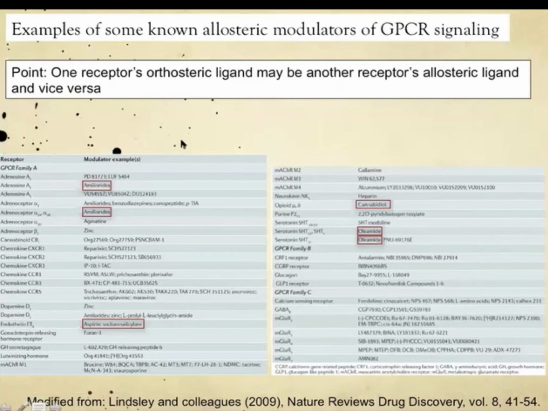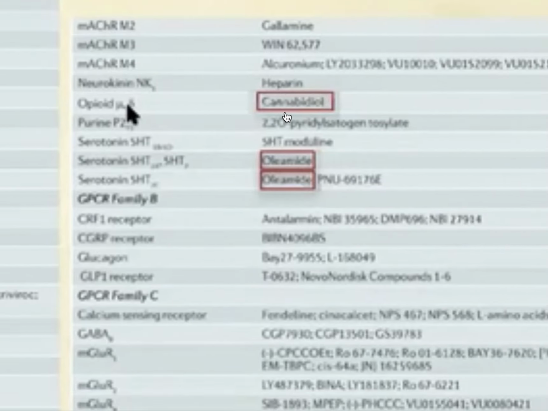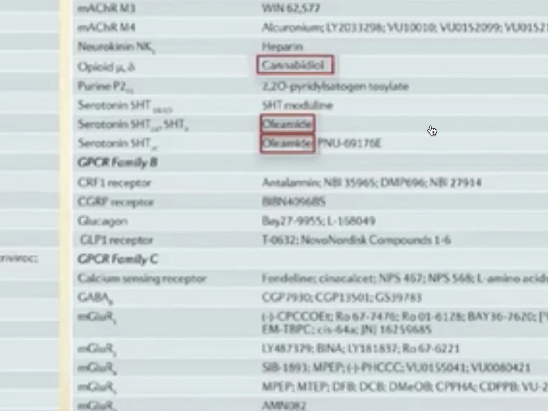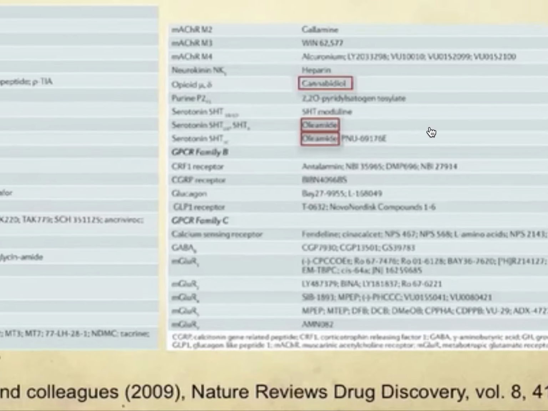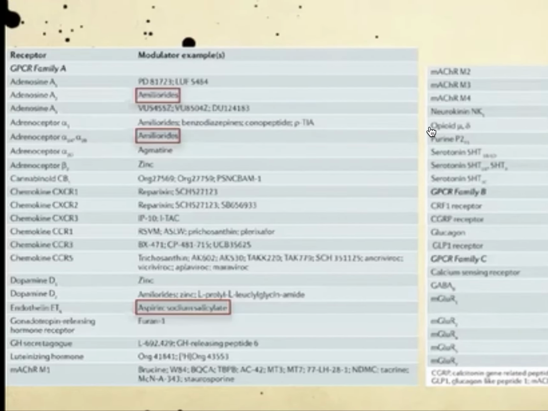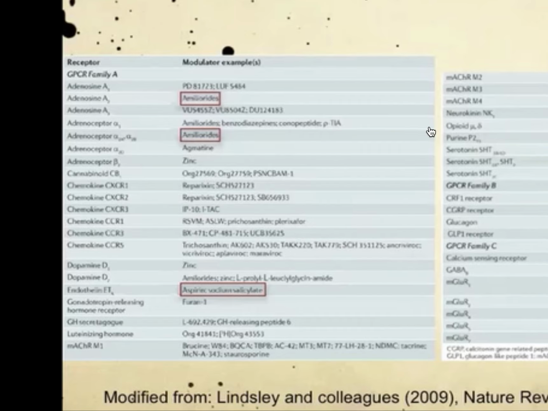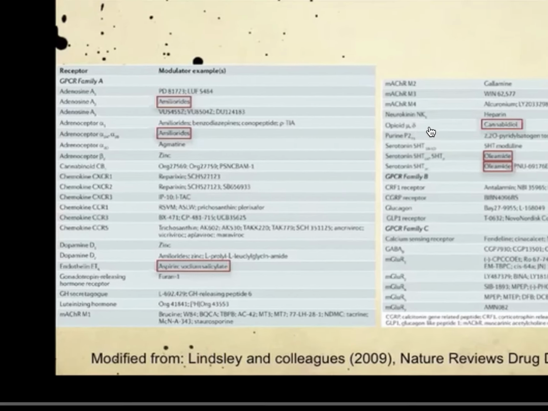Now this is an interesting set of tables, and the reason it's interesting is because it's a listing of different known allosteric modulators, and many of these are molecules that are also orthosteric ligands for other receptors. So for example, cannabidiol is actually an allosteric modulator of the opioid receptors. You can see aspirin and sodium salicylate are allosteric modulators of one of the endothelin receptors. So again, there are lots of pockets on lots of proteins, and oftentimes we assume that each drug only binds one site, but that's seldom true. And so oftentimes the effects of drugs that we think may be due to it binding an orthosteric site may actually be due to it binding a completely different protein in an allosteric site.